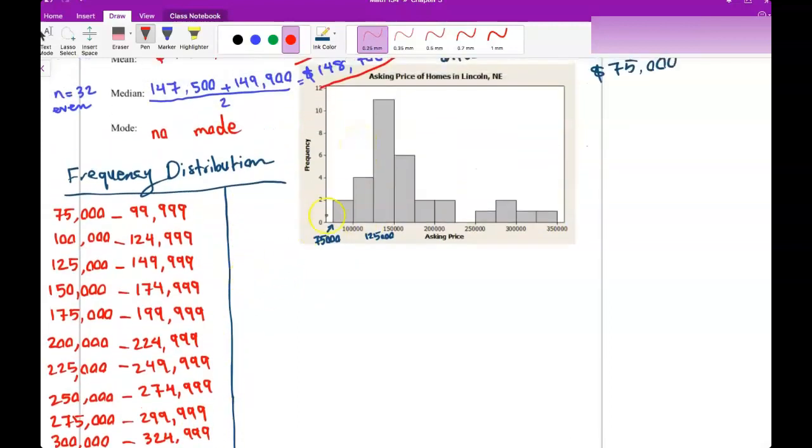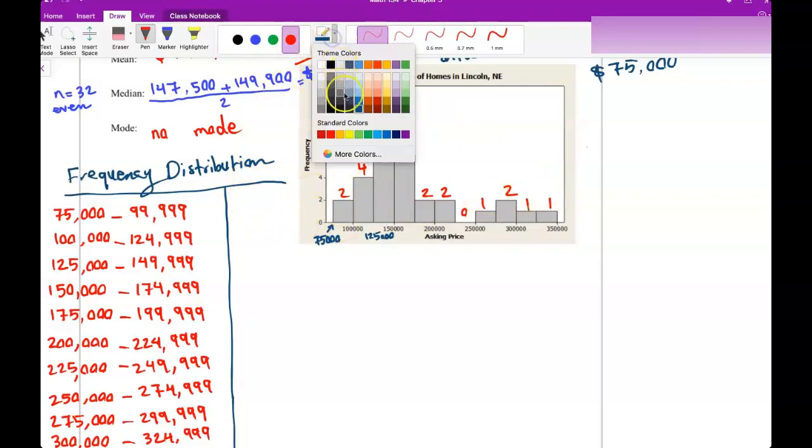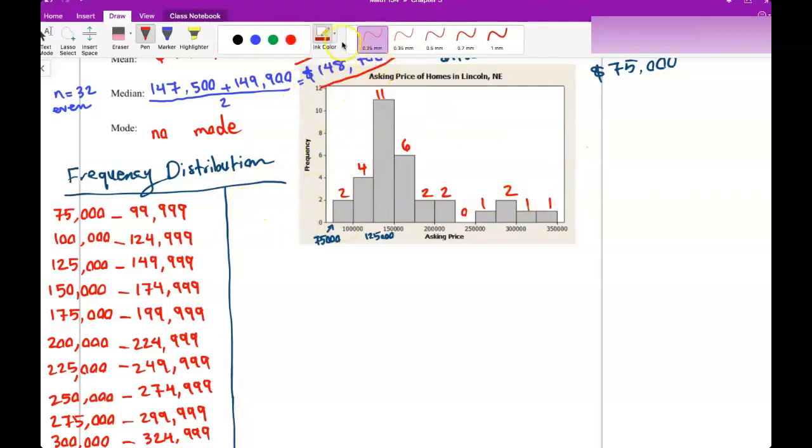Based on what we have here, that is 2, 4, 11, 6, 2, 2, and here is 0. When you're drawing this histogram, you don't need to write these data on top. I'm just writing to show what the frequency is for each bar. So I'm going to write all these numbers here for this bar. And so we have 2, 4, 11.